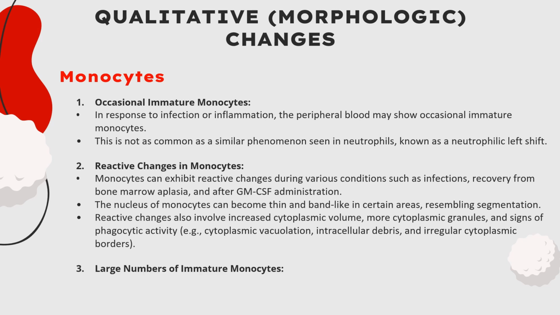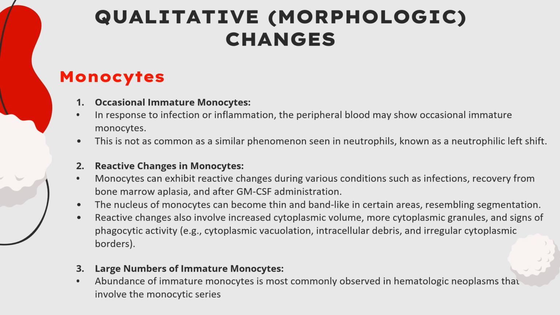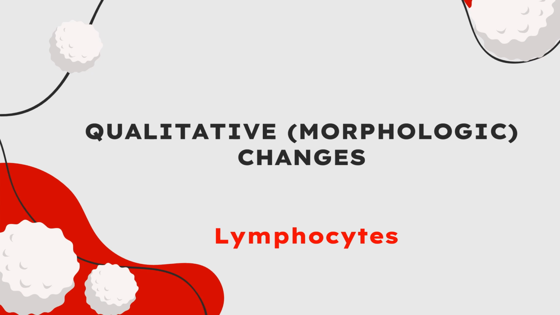3. Large numbers of immature monocytes enter the stage of hematologic neoplasms, the domain where the abundance of immature monocytes unfolds. This captivating phenomenon often graces neoplasms that embrace the monocytic series, a testament to the intricate dance of cellular transformation. Lymphocytes, understanding reactive changes.